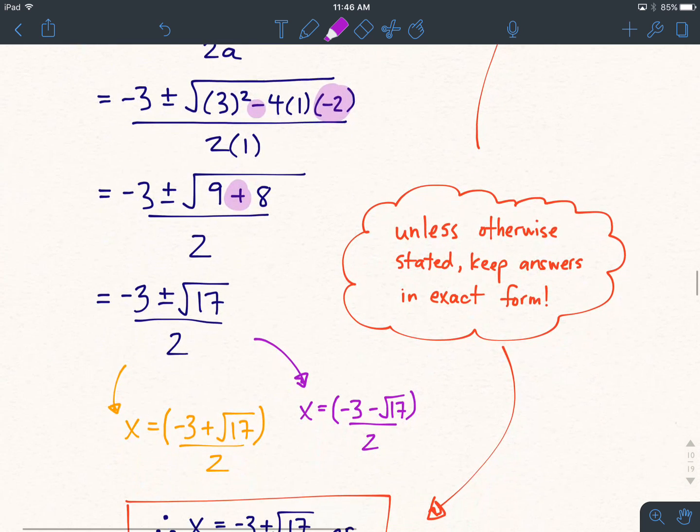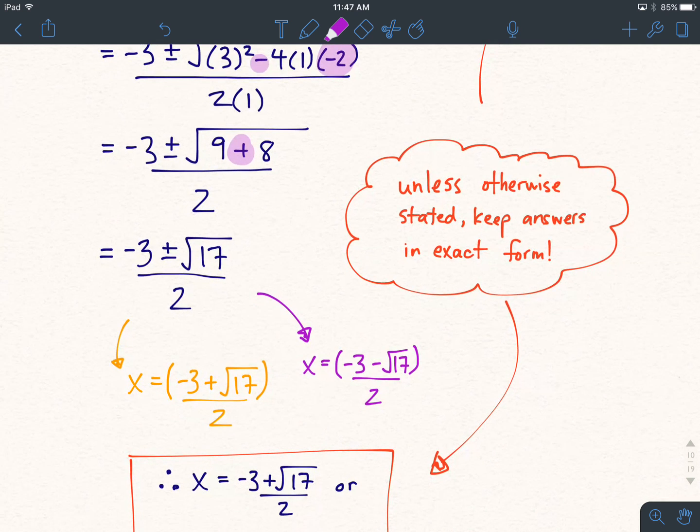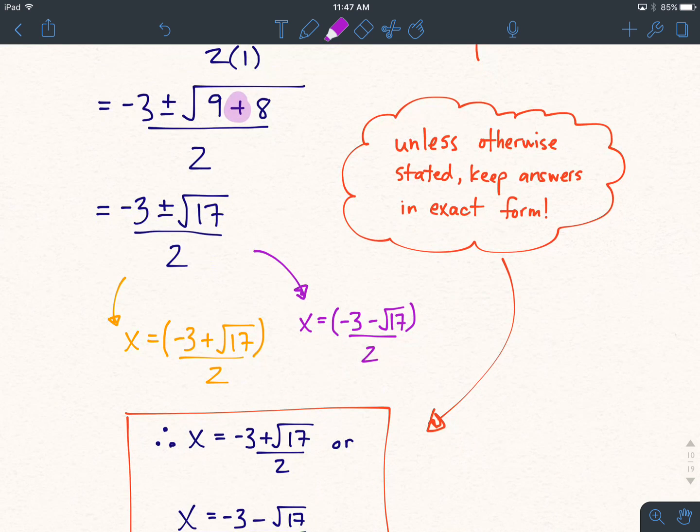So that gives us negative 3 plus or minus the square root of 9 plus 8, all over 2. The next line is to simplify what's under the radical sign. That gives us 17. So our two solutions are x equals negative 3 plus root 17 all over 2, and negative 3 minus root 17 all over 2.